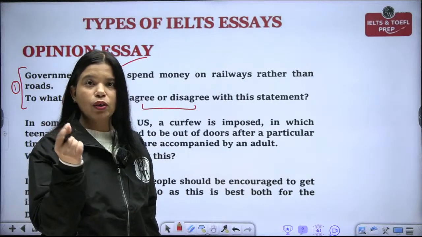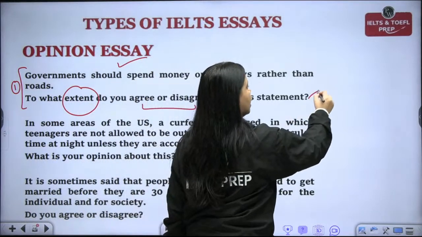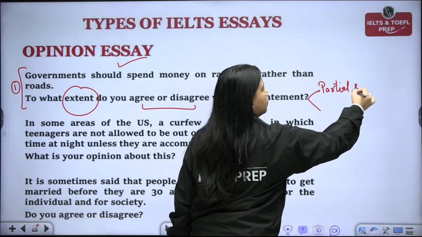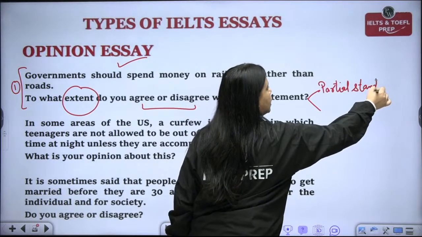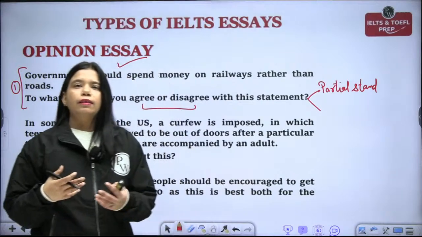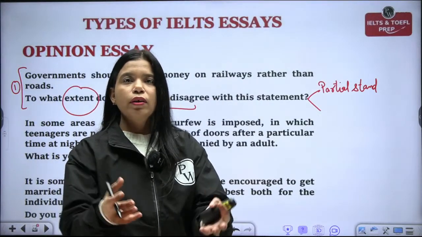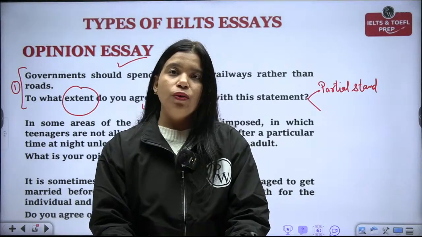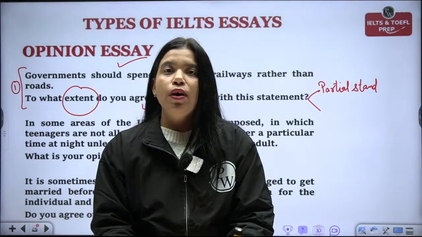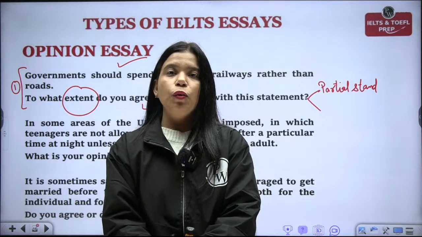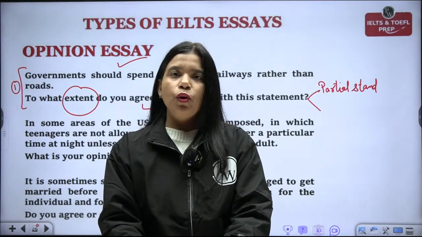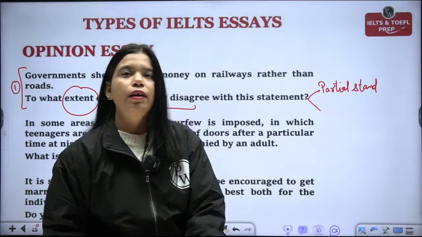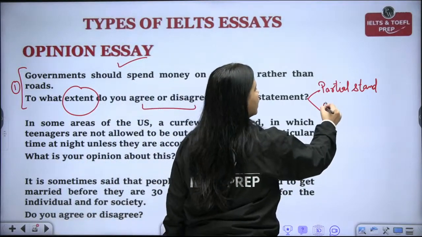Now because of this word extent, we can have a partial stand also. What is a partial stand? You can say that it is the need of the hour for the government to spend equally on railways and roads, since they are vital aspects of our infrastructure. So हमने क्या बोल दिया अपने opinion में कि भाई दोनों important है, दोनों पे spend करना चाहिए government को, मैं किसी एक के favor में नहीं हूँ. That can be done here, or you can take a one-sided stand also.